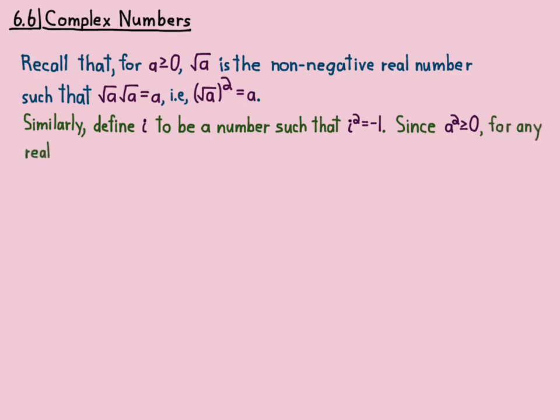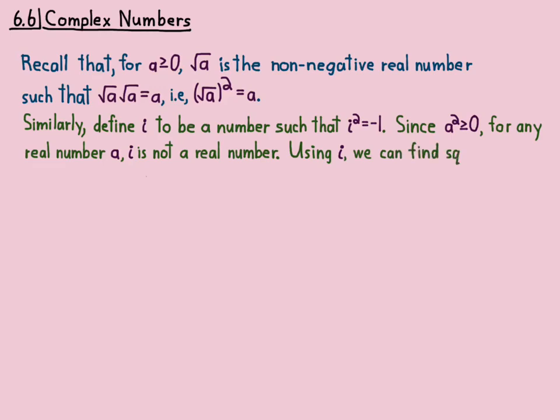So we just made up a letter i so that if you square it, you get negative 1. Since a squared is greater than or equal to 0 for any real number a, i is not a real number. Yeah, I just told you that. Forgot I wrote that down. So using i, we can find square roots of negative numbers.